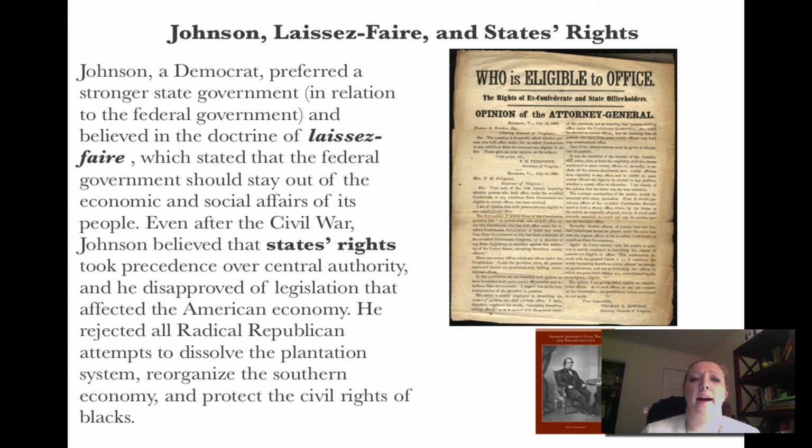So Johnson was a Democrat and preferred a stronger state government in relation to the federal government, and believed in a doctrine of laissez-faire, which stated that the federal government should stay out of the economic and social affairs of its people. Even after the Civil War, Johnson believed that states' rights took precedence over central authority, and he disapproved of legislation that affected the American economy. He rejected all radical Republican attempts to dissolve the plantation system, reorganize the Southern economy, and protect the civil rights of blacks.